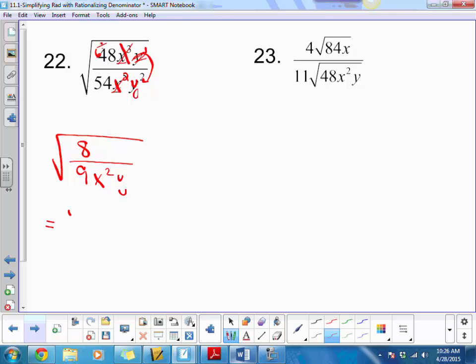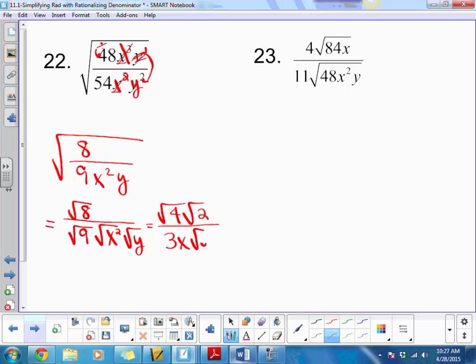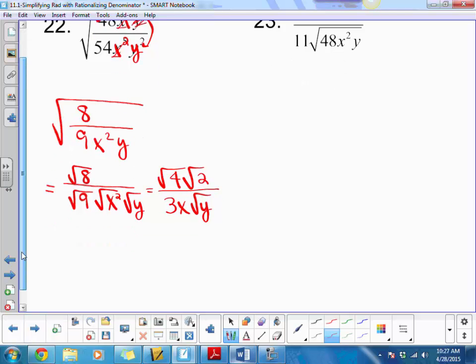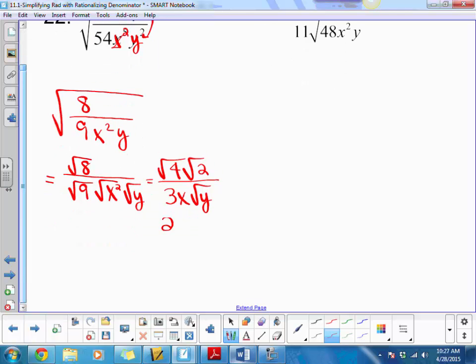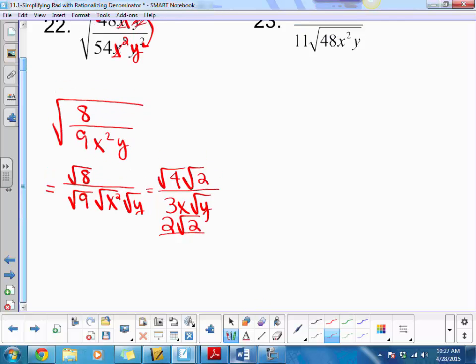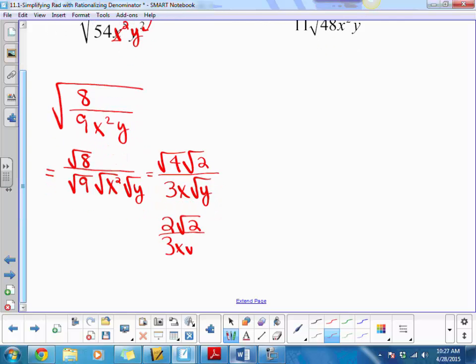Now I'm going to simplify this as a numerator and a denominator problem, dividing or separating every single term. So the square root of 8 over the square root of 9 times the square root of x squared times the square root of y. Well, the square root of 8 is the same thing as the square root of 4 times the square root of 2. I know that the square root of 9 is 3, and I know that the square root of x squared is x. Square root of y. All right. So the square root of 4 is 2. So I have 2 times the square root of 2 over 3x, the square root of y.